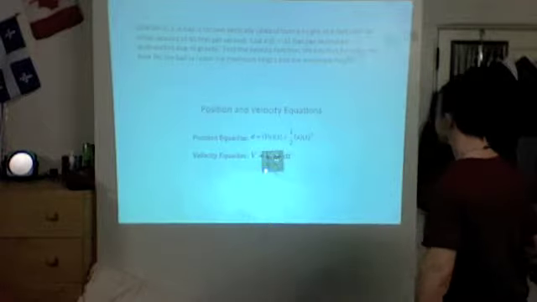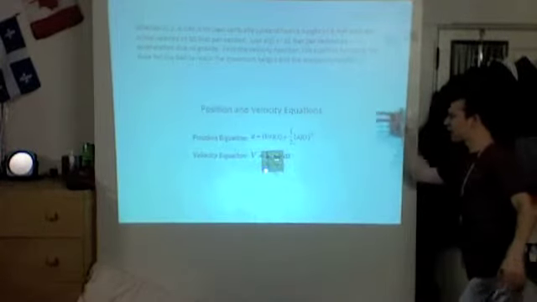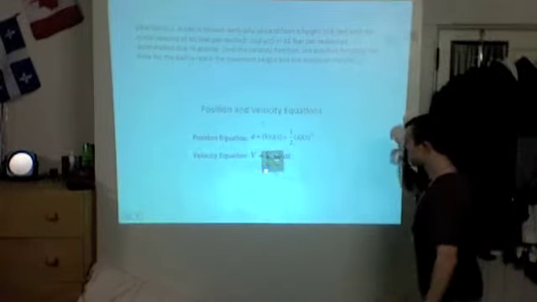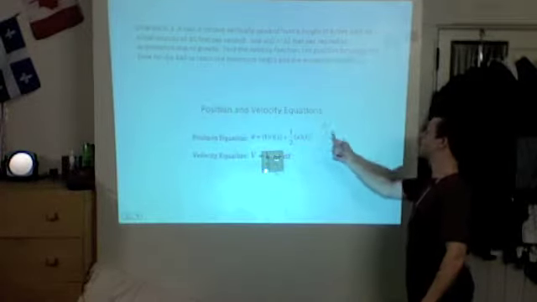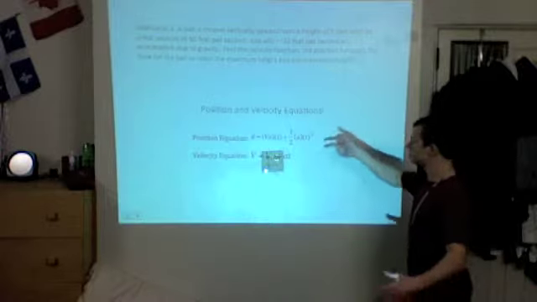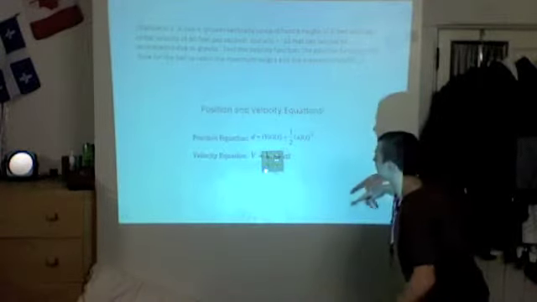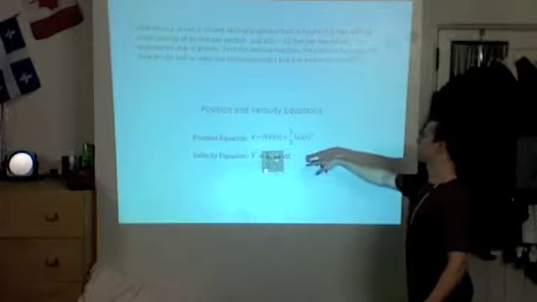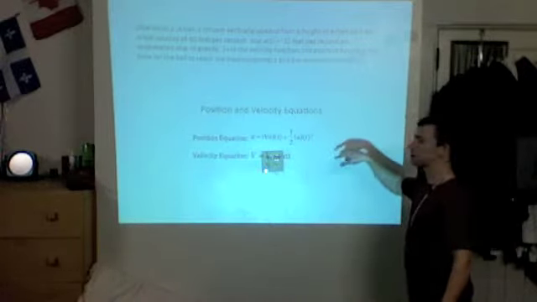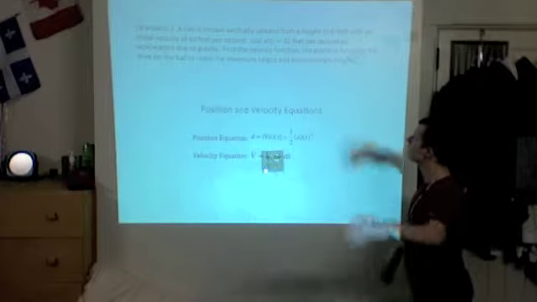Alright, so the position and velocity equations are right here, as you can see. This is d equals v0t plus half at squared. This is the position. And the velocity equation is v equals v0, the initial, plus acceleration times time. Let's keep moving.